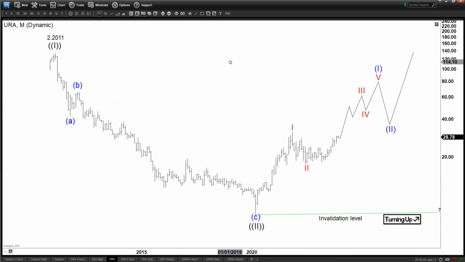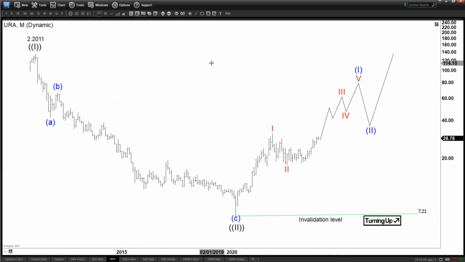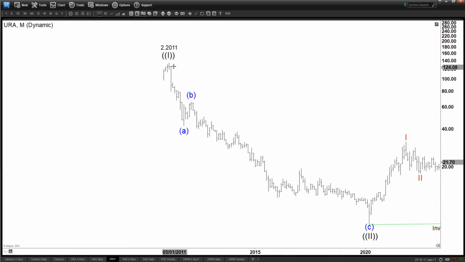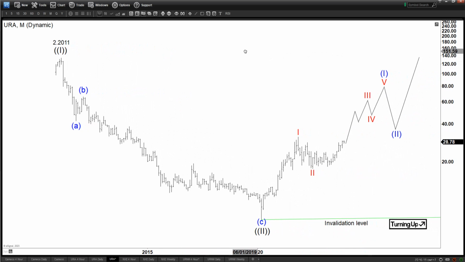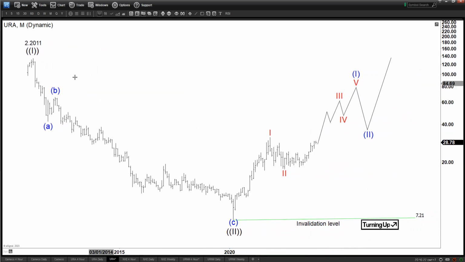Okay, here we go. All right, so this is the URA monthly time frame. I have the data as far back as 2011. Not too bad. It's more than 10 years of data. Okay, so we got this wave 1 here. This is the grand super cycle. Now I think I should have used the super cycle degree here so that I don't run out of labels, but anyway, the concept is the same. This is grand super cycle. Okay, it finished the wave 2 at $7.21 in 2020. This is during the COVID-19 scare here. Okay, and from there we are starting a new impulsive rally.